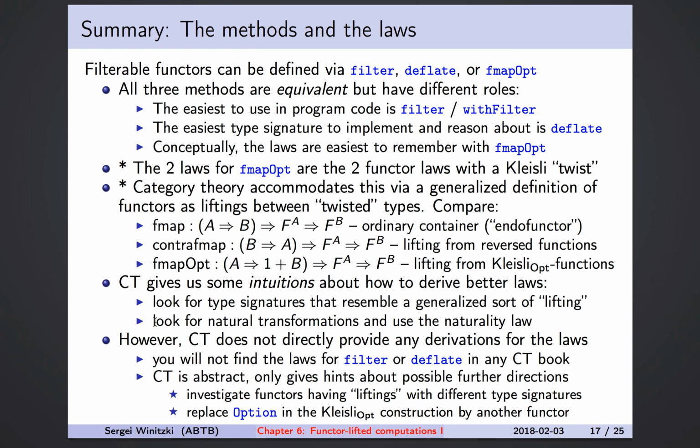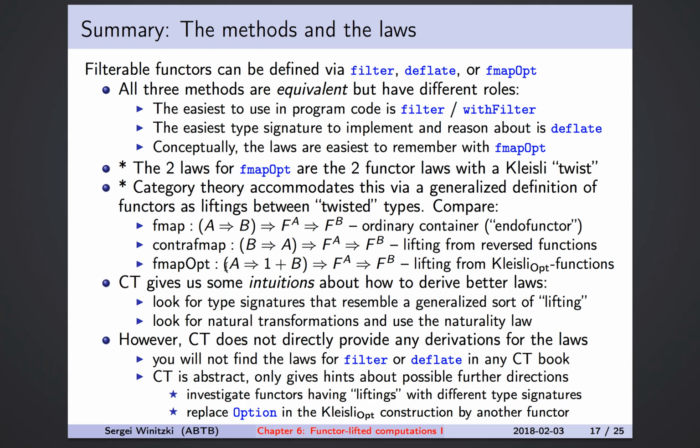Second hint is look for natural transformations and use naturality law to interchange fmap and whatever you need. So you can do that, and that allows you to reason about the laws and derive one law from another. So that's kind of intuition. That natural transformations are useful because they have this naturality where you can flip fmap across them. And that is useful for deriving the laws.